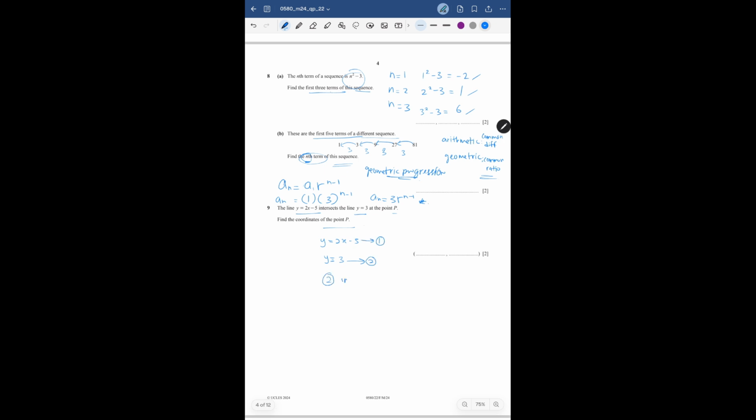Substitute 2 into 1. When you substitute equation 2 into 1, you will get 3 equals 2x minus 5. Now, can you solve for x? Yes, you can. 3 plus 5 divided by 2 is your x. X equals 4. If x equals 4, your y equals 2 times 4 minus 5, so y equals 3. So, the coordinates of P are (4, 3).